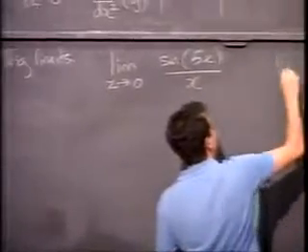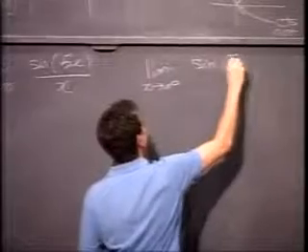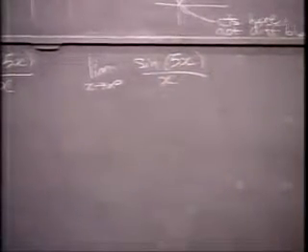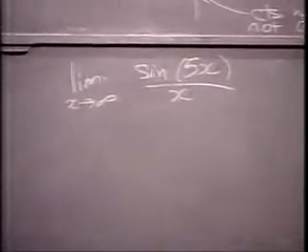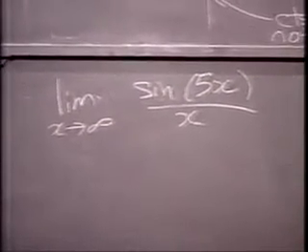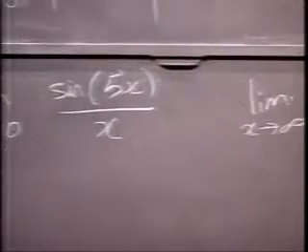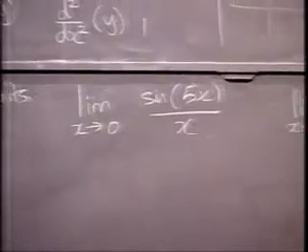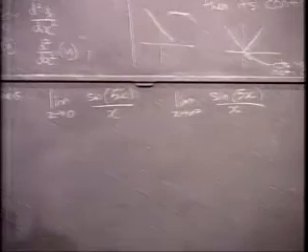So limit sine 5x over x. They look almost identical. The only difference is one of these limits is as x goes to 0, the other one is as x goes to infinity. And my friends, although it is almost the same in appearance, they are completely different in answer, in problem-solving techniques. They are just nothing alike. So you've got to distinguish what's going on.